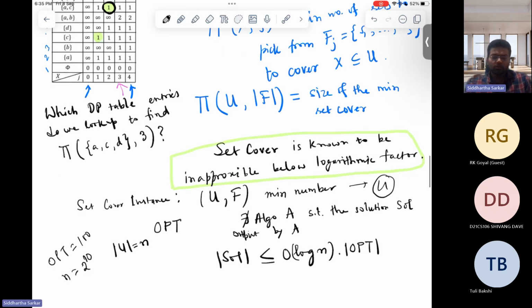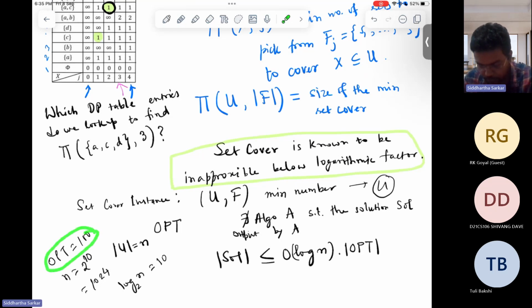So there are 1024 elements in the universe. So what is log of n? Log of n, let us say base 2, is 10. So if the optimal number of sets you have to take is 100, then no algorithm can give you 1000 or so sets that can cover all the elements. That's what it's saying. It is so difficult that you cannot even imagine being very near to the optimal solution.